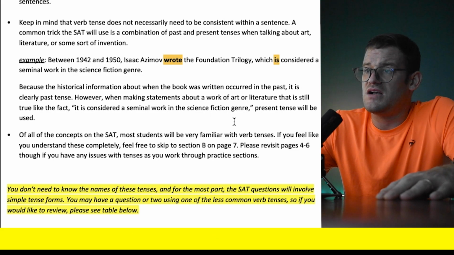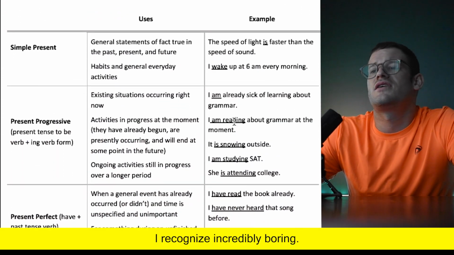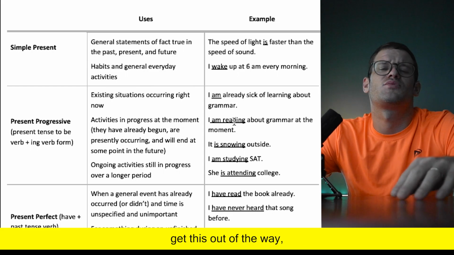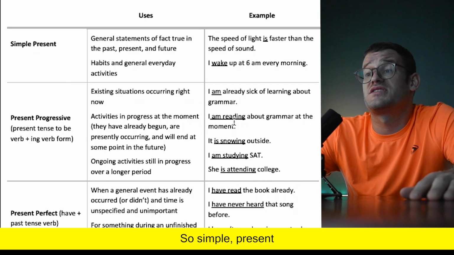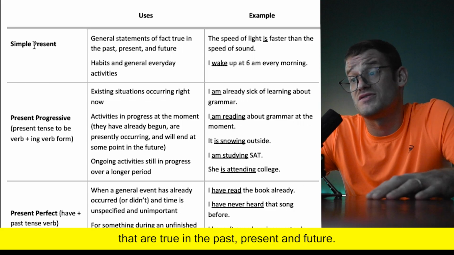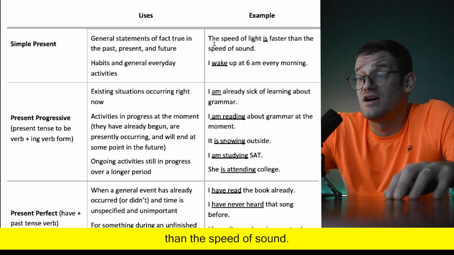Okay, so now let's do a quick review of these tenses. Again, I recognize it's incredibly boring. Just sit through it for 5 minutes and get this out of the way, because it will be useful for other issues that you will encounter in the future. So simple present tense is used for general statements of fact that are true in the past, present, and future. For example, the speed of light is faster than the speed of sound.